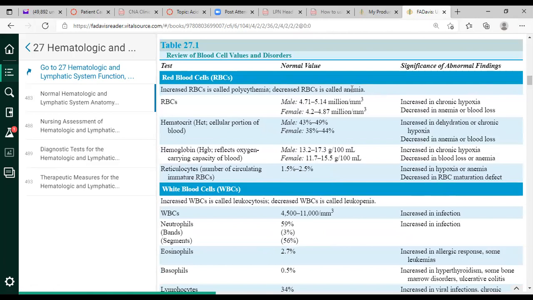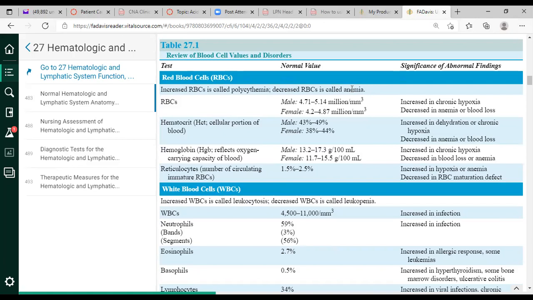And it's talking about the red blood cells. You do need to know the normal range for red blood cells. Hematocrit, you need to know the normal range. Hemoglobin, you need to know the normal range. And it tells you some significance of abnormal findings with red blood cells. We know if a patient is bleeding out, that will contribute to a decrease in blood cells, and it also will contribute to a diagnosis of anemia.